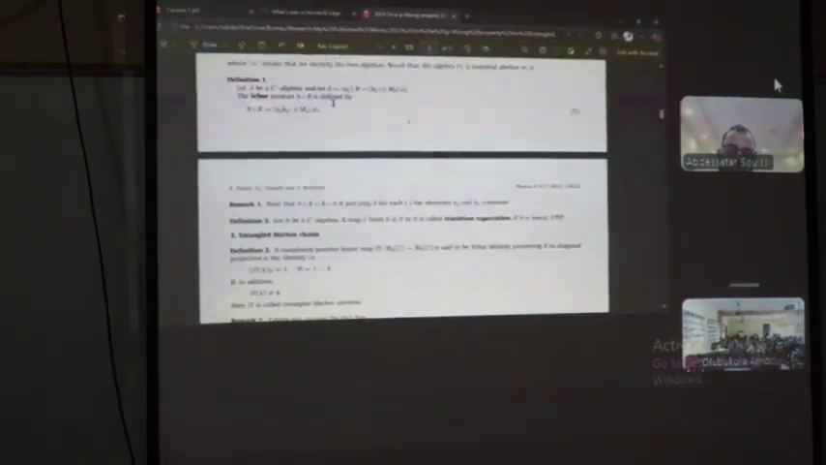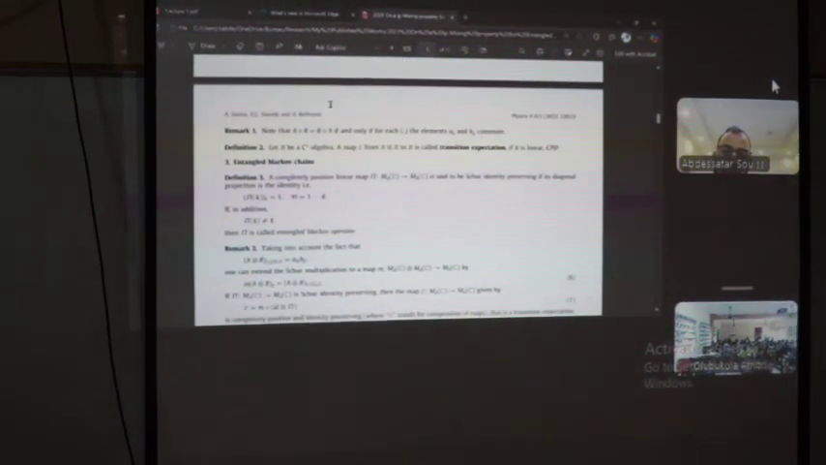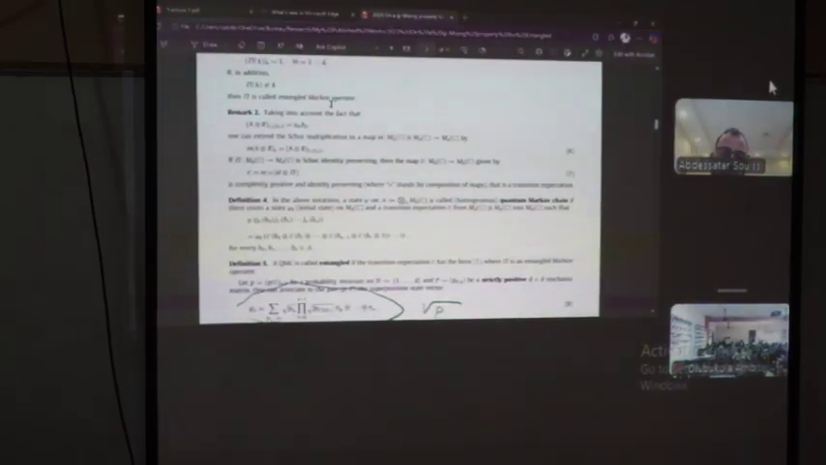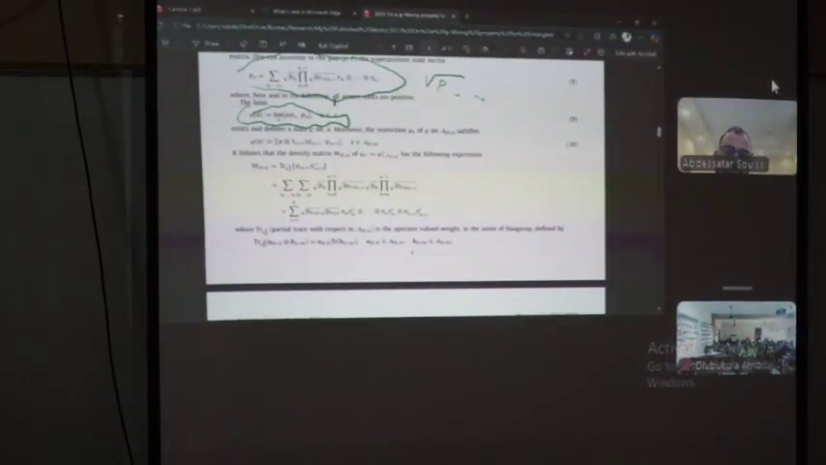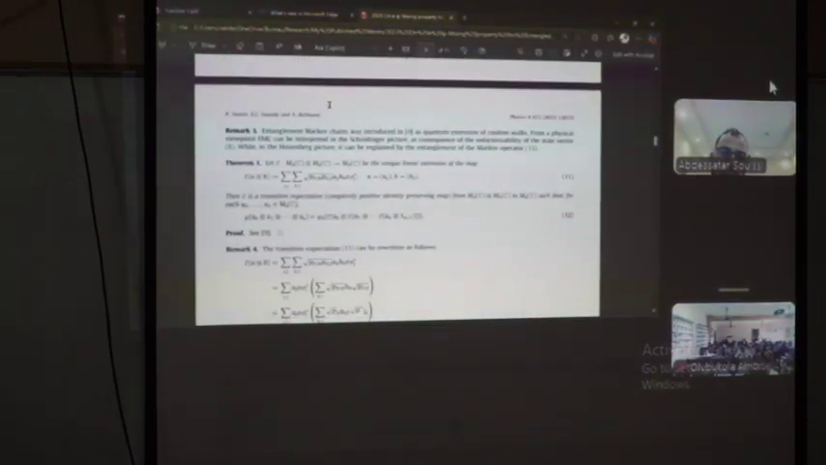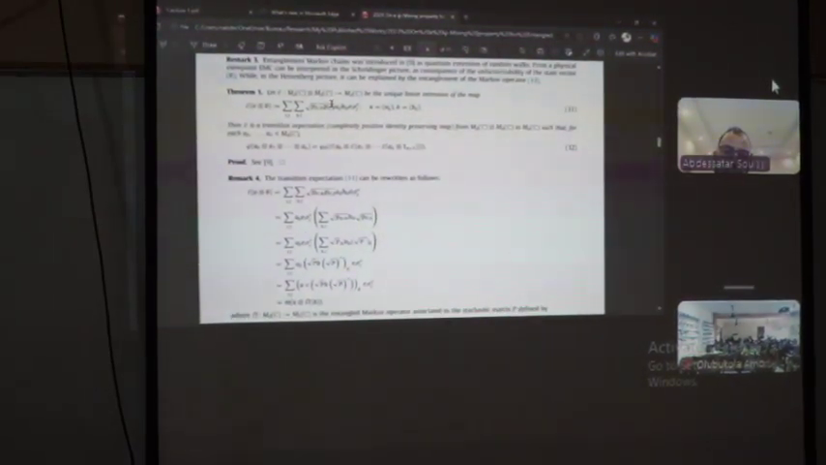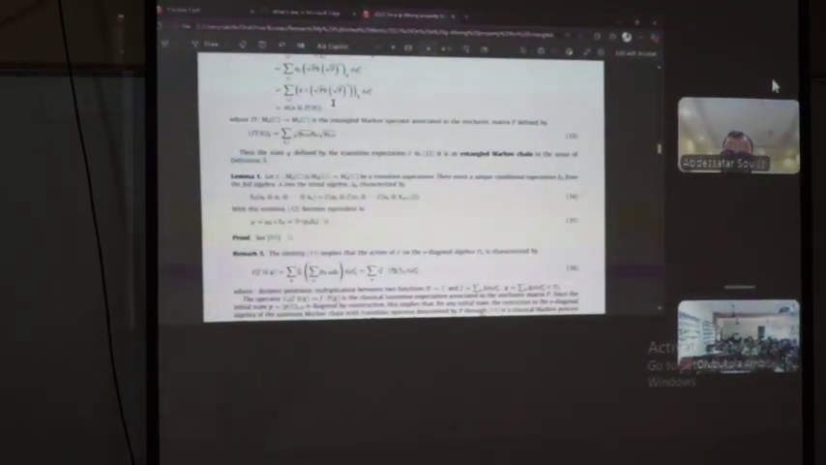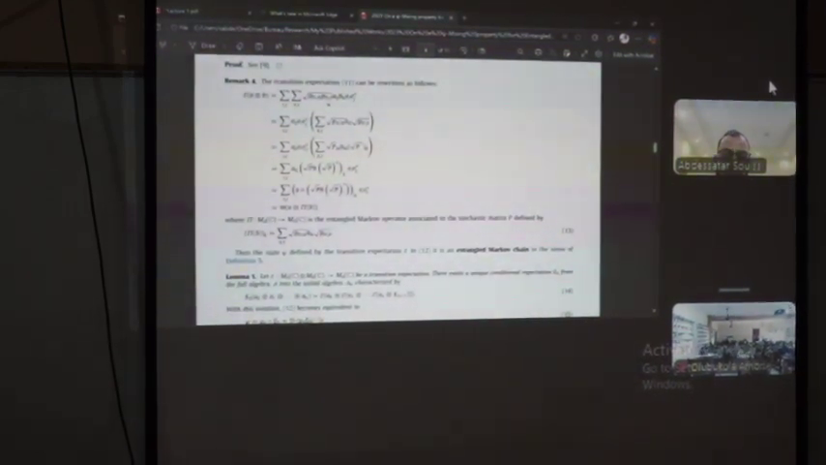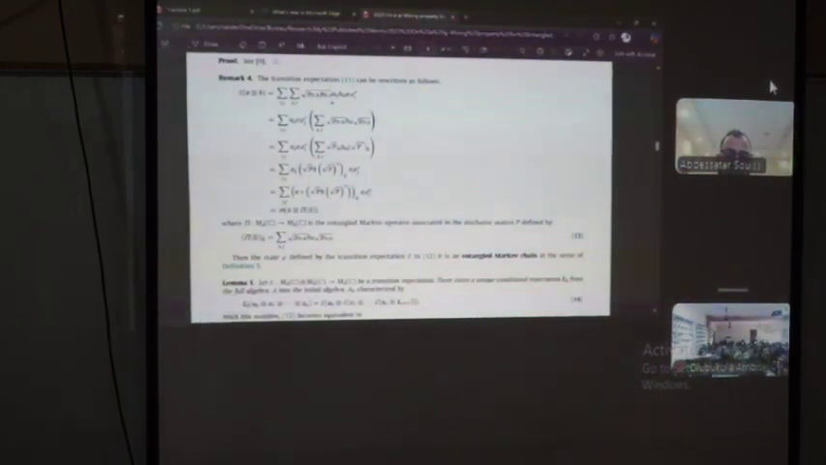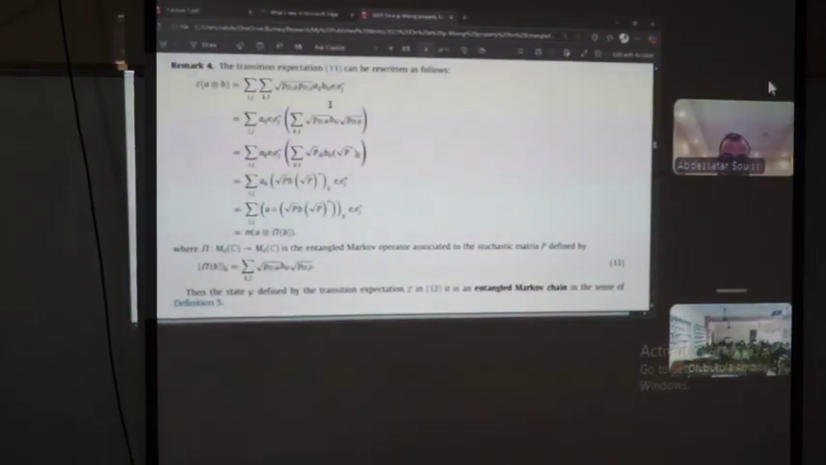Here is just the definition of a quantum Markov chain. And as I mentioned before, here the same side. And then we write it. It's another way to define, to show that it's completely equal, so you can see it this way.